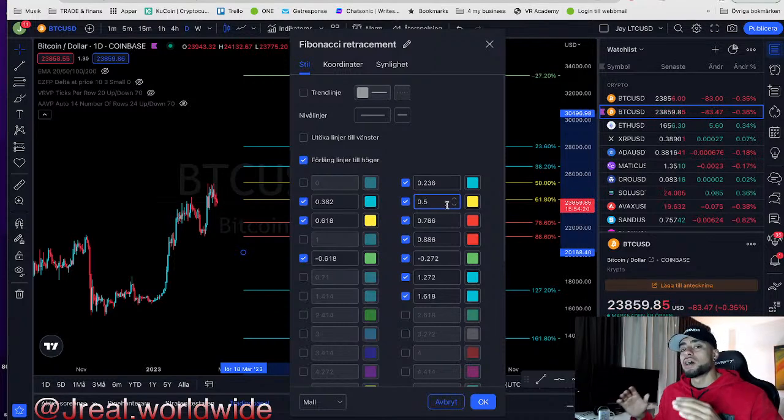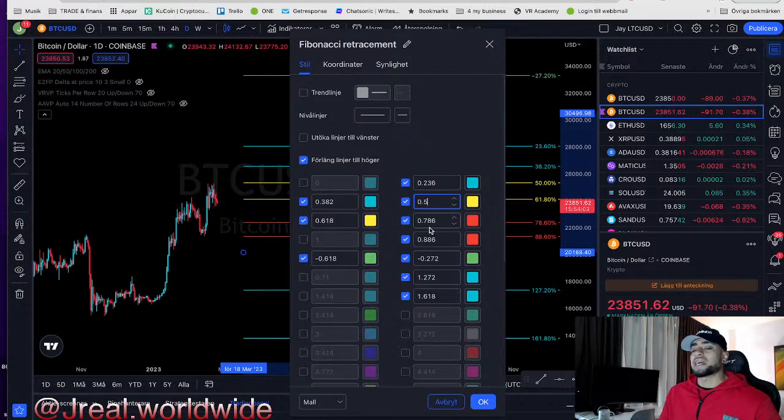That is not a Fibonacci sequence. That is not a Fibonacci level, but it's still used a lot in Fibonacci, especially when it comes to trading, because it correlates good with the other numbers, the other levels. So the next one is 61.8.